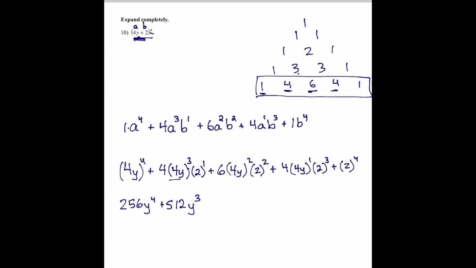Now moving on to the next term, again, always do your exponents here. So 4y to the second power is 16y squared. And then 2 squared is 4. So it's 16 times 4, which is 64. And then 64 times 6, 384. So that would be 384y squared.